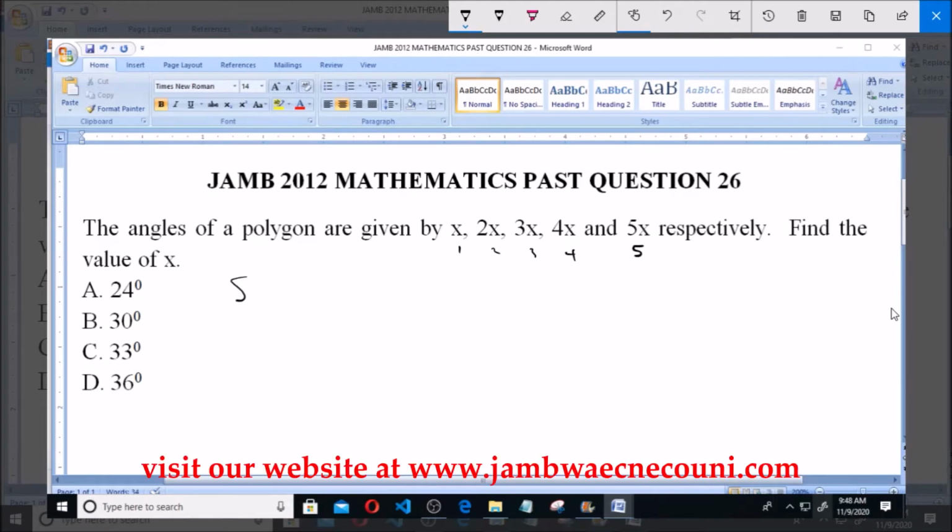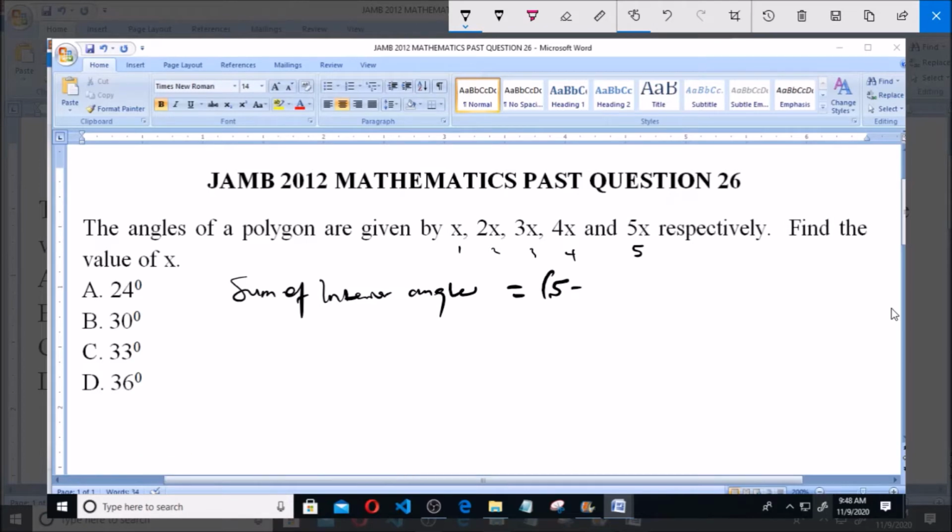Now the sum of interior angles of a pentagon will be given as (5 minus 2) multiplied by 180, which is equal to 3 multiplied by 180, which is equal to 540 degrees. So that means when we sum up all the interior angles of this polygon, it will give us 540 degrees.